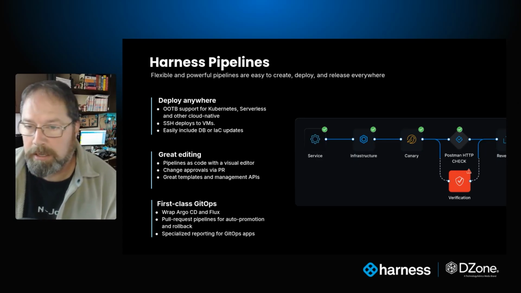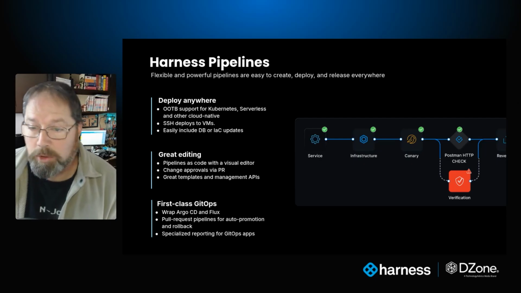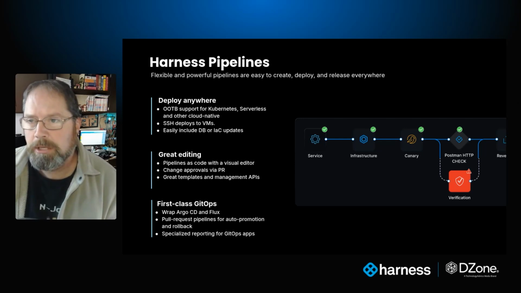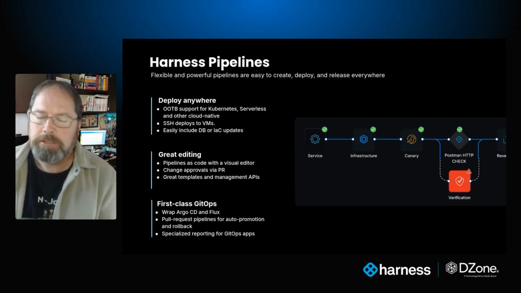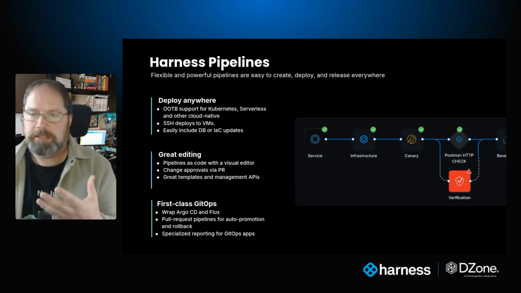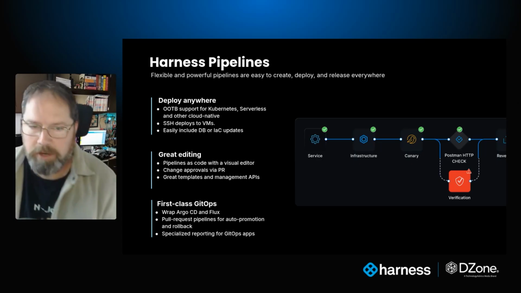You can set up your arguments for Argo CD and Flux. You can actually pull request pipelines. You can interact with GitHub. So there's all kinds of things you can do with pipelines. It's very, very powerful. And so having feature flags added to your pipelines, to the existing functionality, is very, very powerful.